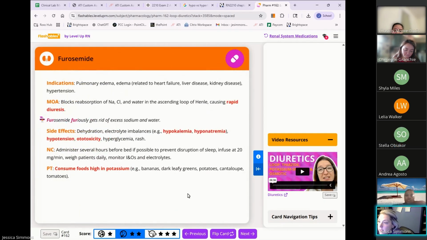Loop diuretics. We talked about that is our most effective diuretic, causing rapid diuresis. We see hypokalemia, hyponatremia, hypotension, ototoxicity, especially if IV furosemide is pushed too fast. And then you want to make sure you're consuming potassium because it's dumping your potassium. Okay.